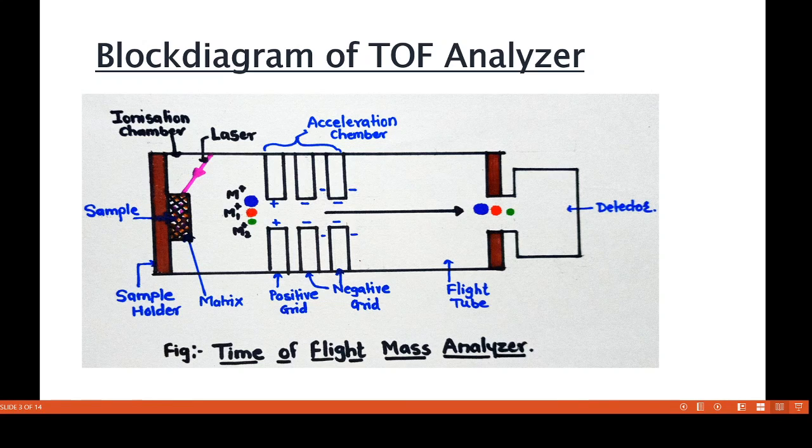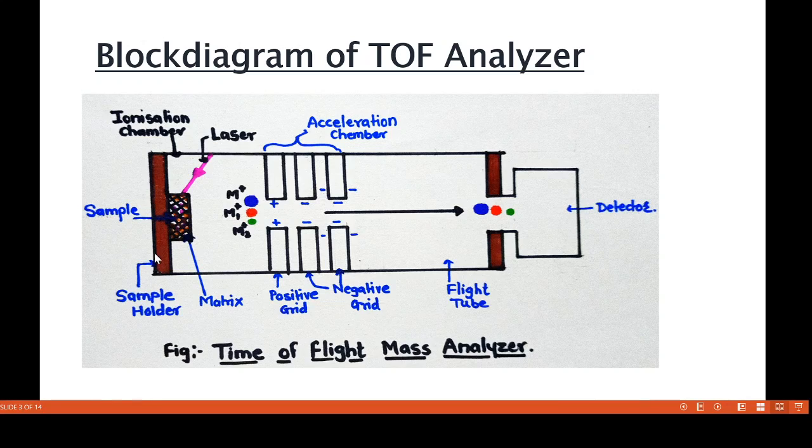So this is the block diagram of the TOF analyzer. The name itself indicates time of flight. That means the function of this TOF is to separate the ions according to time. Hence the name is TOF. Hence we call it the TOF analyzer. Okay. So this is the block diagram of this TOF.